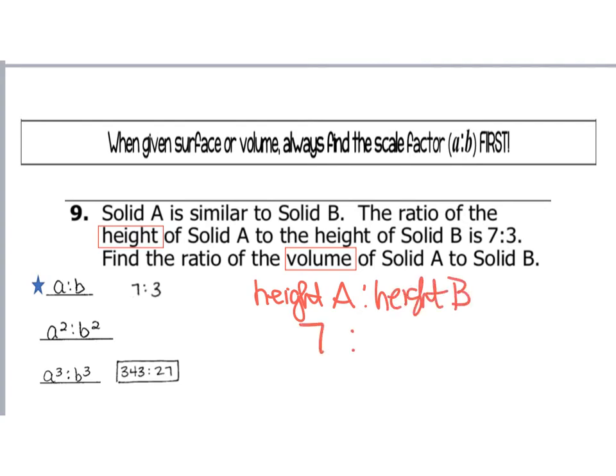is 7 to 3. So the question is, where do we put this in our little table? Well, yes, it goes here because it's height. That's one of our linear measurements. Now it says, find the ratio of the volume of solid A to solid B. So we are dealing with volume. So it's going to be third power, and voila, we get 343 to 27.